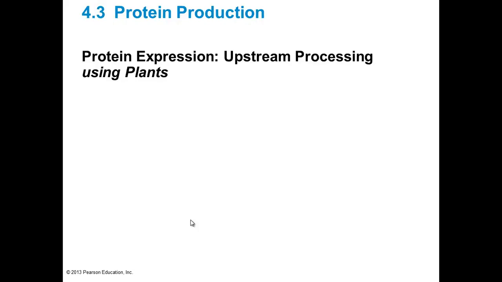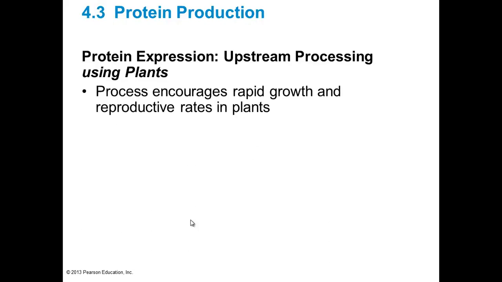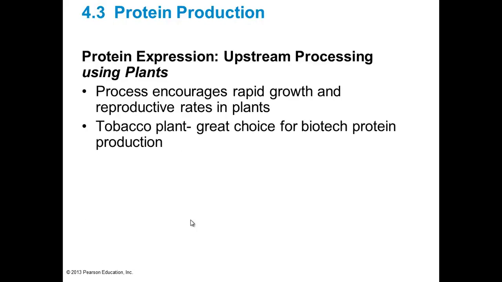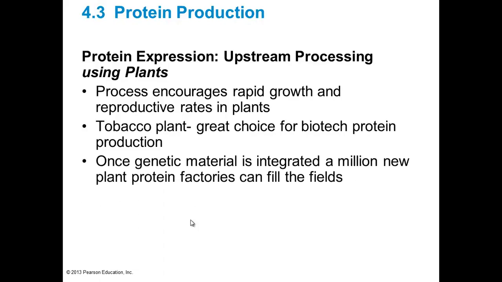You can use genetically modified plants. This is my area of expertise. And instead of growing the organism in bioreactors, you can just grow them in greenhouses. Okay? And you look at a process that encourages rapid growth and reproductive rates of plants. The tobacco is a great choice, not because it's especially simple, but just because there's so much research that the tobacco industry did on the tobacco genome that we know all the chromosomes, we know its characteristics, and so it's a great choice because we have so much knowledge on tobacco.